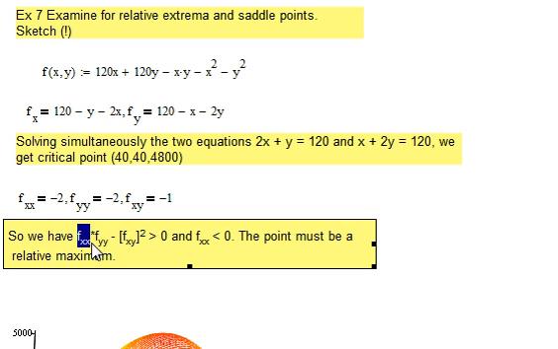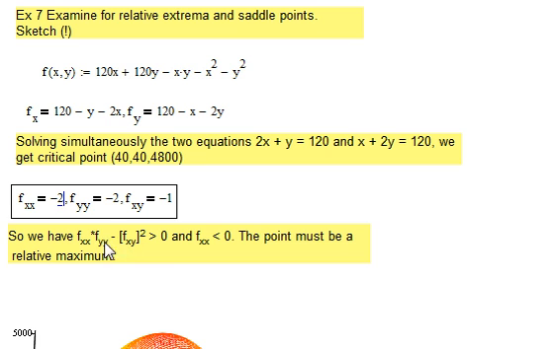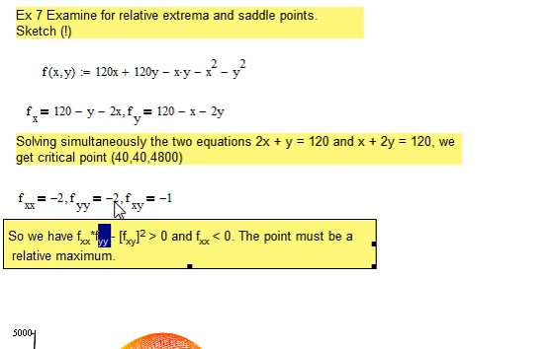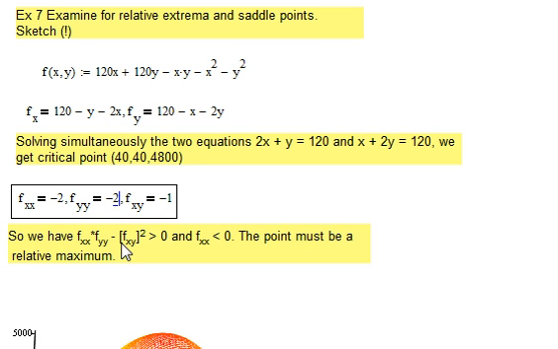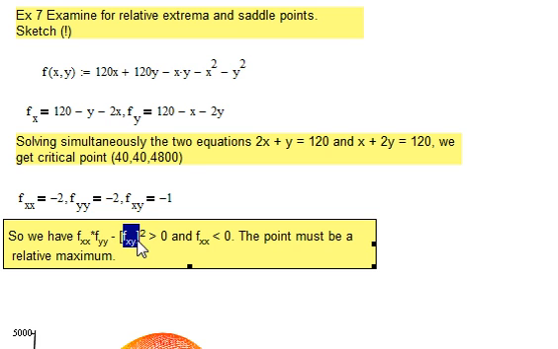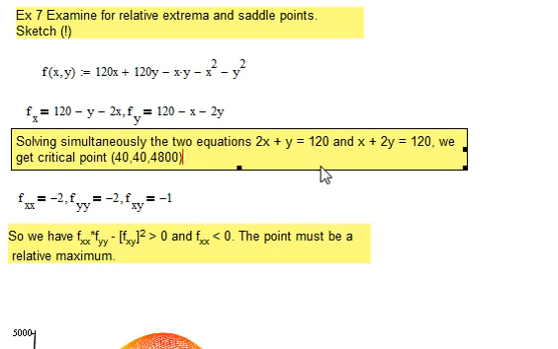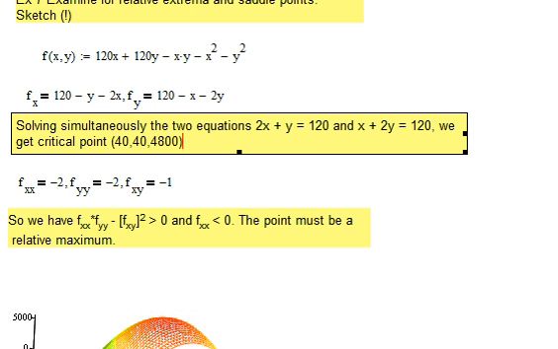So the second partial with respect to x, negative 2, times the second partial with respect to y, negative 2, so that's 4, minus the mixed partial squared, so we get 4 minus 1, and that's positive. And our second partial with respect to x was negative, so this point right here must be a relative maximum, and here we can see a picture of it.